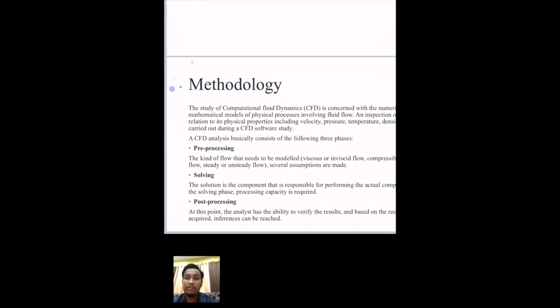At this point, the analyst has the ability to verify the result, and based on the result, the actual inference can be reached. That's all from me. Thank you.